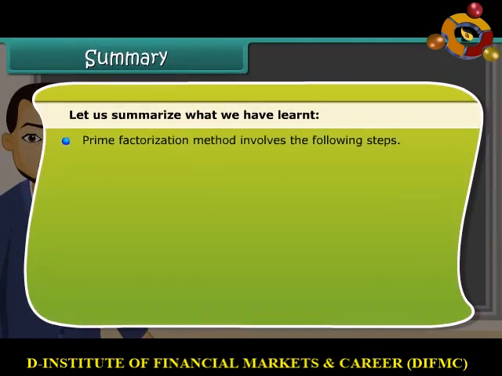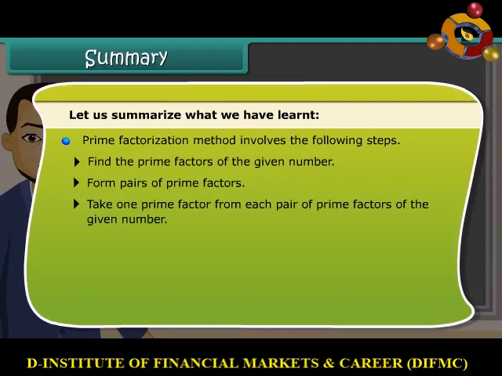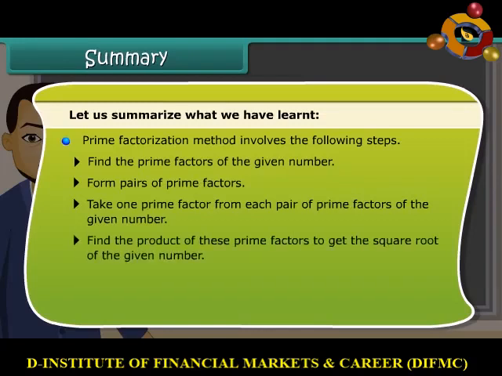The prime factorization method involves the following steps. Find the prime factors of the given number. Form pairs of prime factors. Take one prime factor from each pair of prime factors of the given number. Find the product of these prime factors to get the square root of the given number.